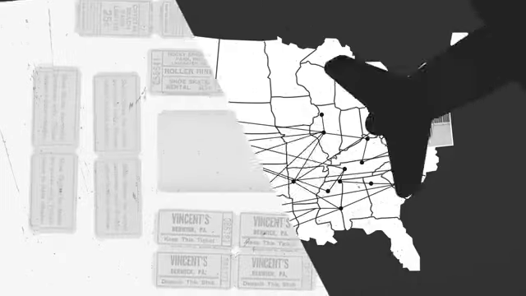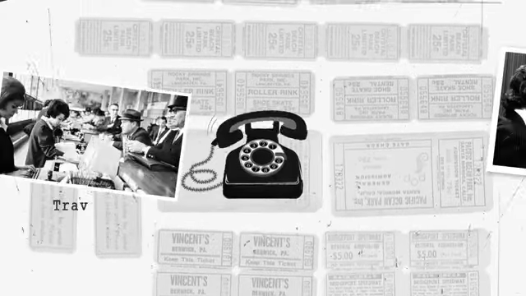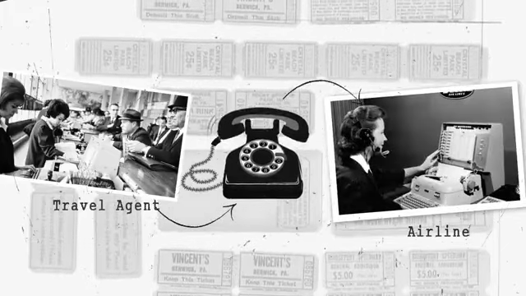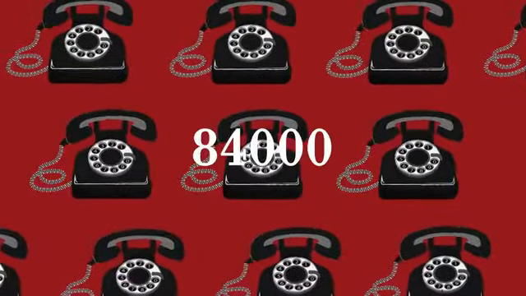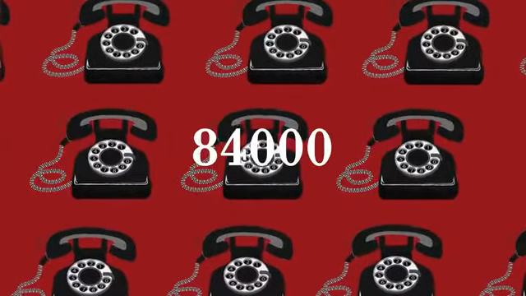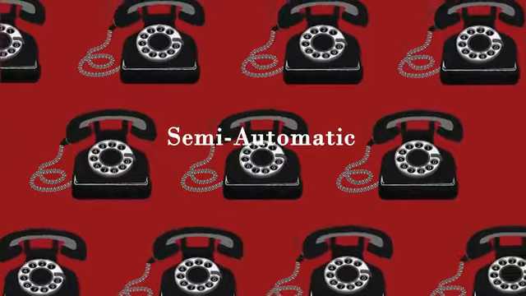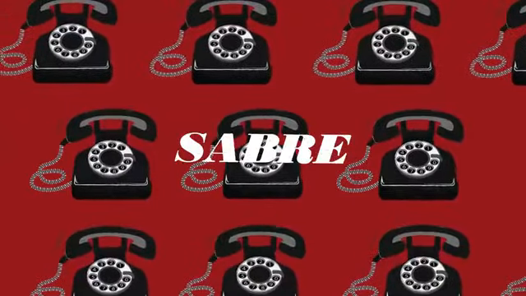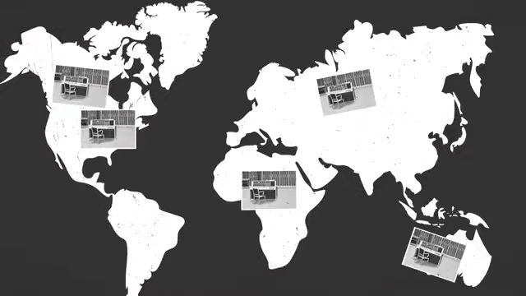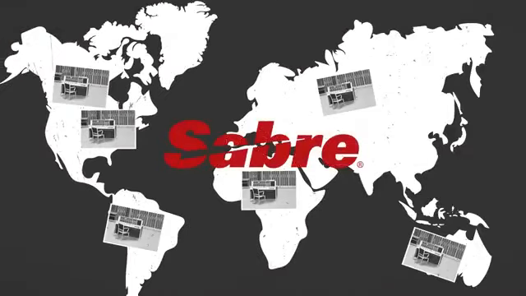To make a reservation, you contacted a travel agent, who then reached the airline by phone to reserve a seat. That system could process up to 84,000 telephone transactions per day. Its full name, Semi-Automatic Business Research Environment, was simplified to Sabre. Later, similar computers were adopted by most carriers, while Sabre became the leading flight distribution provider in the world.